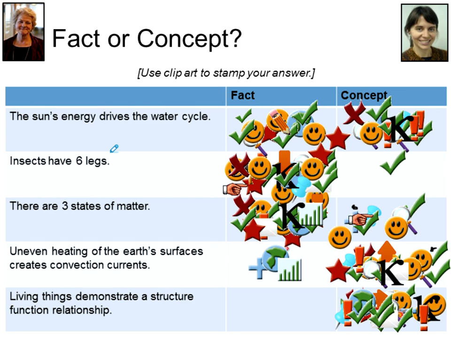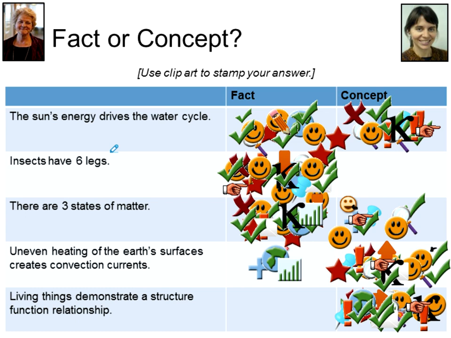Yeah, right, thank you. So interesting in terms of where you all put your stamps. Two of them look pretty clear. Looks like you all think that insects have 6 legs is probably a fact, and that living things demonstrate a structure-function relationship is probably a concept. You marked almost even on the first one, the sun's energy drives the water cycle. And I see that there's a couple of you that want to put 3 states of matter in a concept, while others of you want to put it in the fact area.